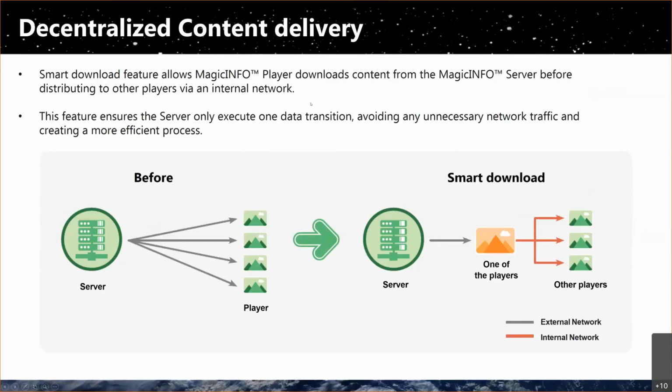Decentralized content delivery. This was a feature that was added last year, and this applies to instances where you have your MagicINFO server hosted on the cloud. So earlier, whenever you used to push out content or firmware, it used to be pushed out to each individual display. Now you have an option to make a display a proxy of sorts. So whenever you push out something new, it gets pushed out to the display, and from that display over the internal network, it gets pushed out to the other displays, so that it saves you on network bandwidth.